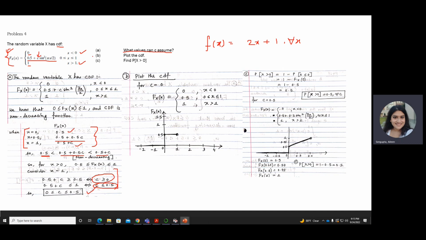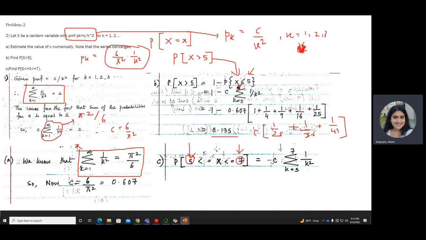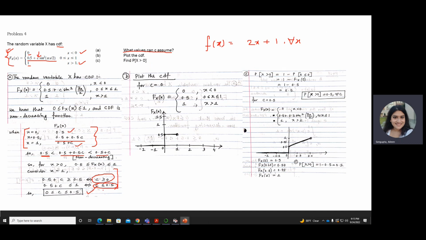So c is basically a range out here right now. Comparing it with the PMF, where you can directly use this formula and you have one specific value of x, this time we have a range of values of x. Now, let's plot the CDF.